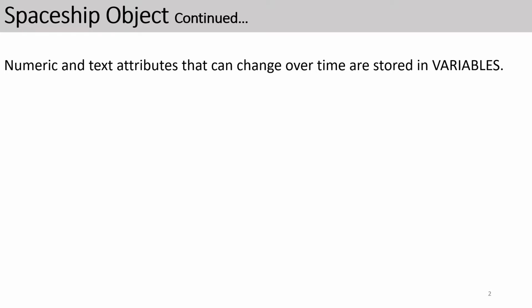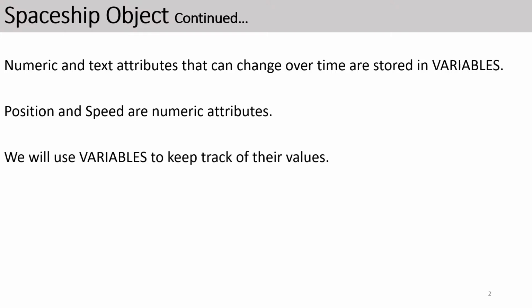Numeric and text attributes that can change over time are stored in variables. Position and speed are numeric attributes, so we'll use variables to keep track of their values. First, we'll create the speed variable.